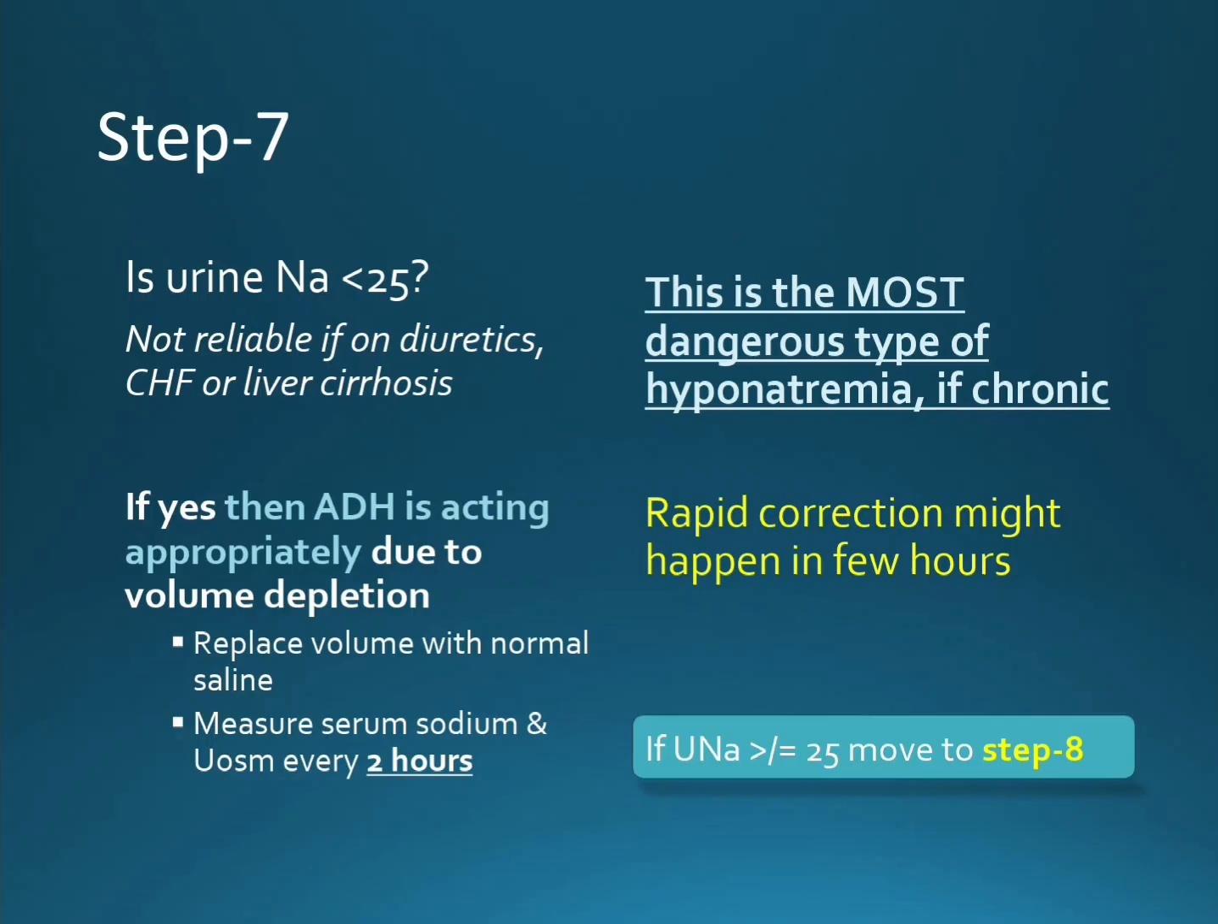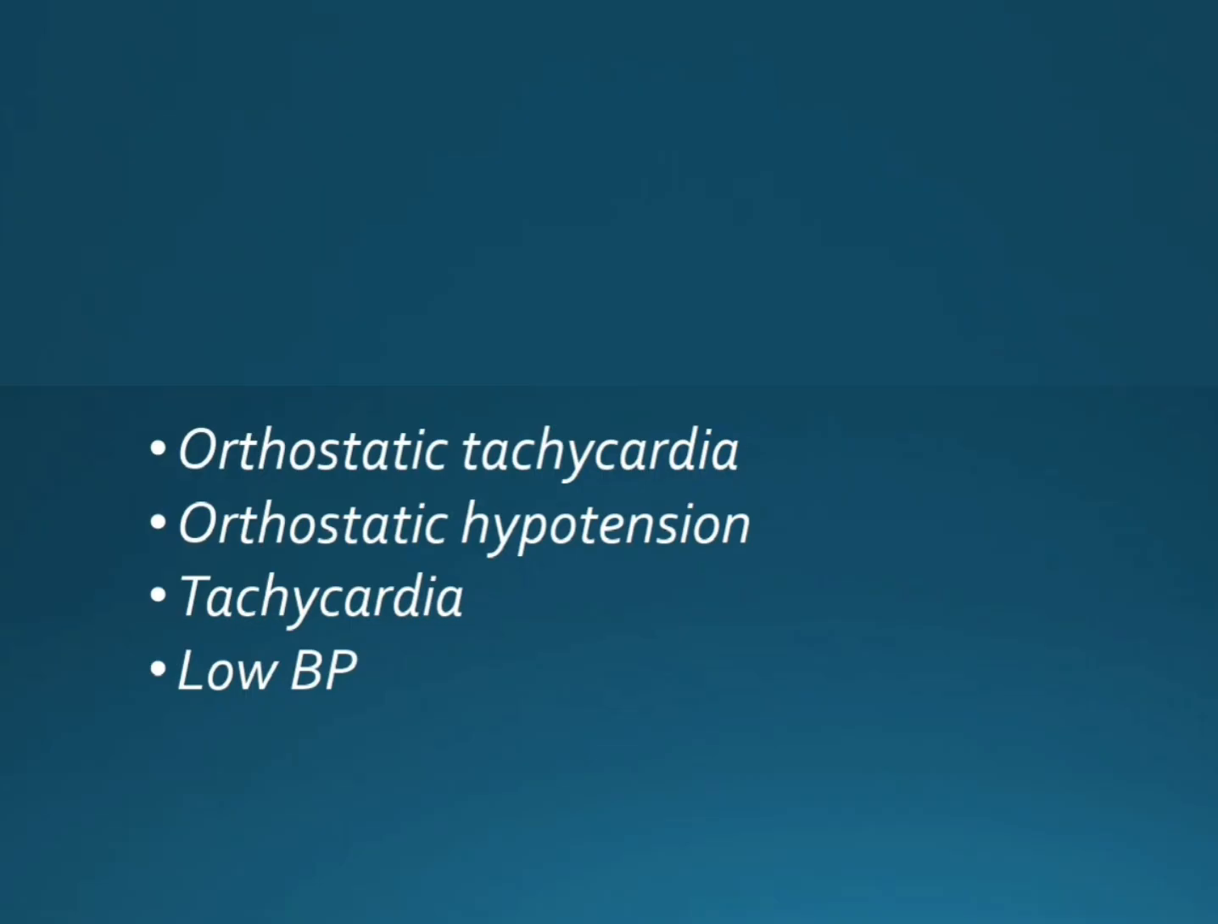Of course, you have to do your clinical examination. You have to look for signs of volume depletion. And let's go quickly through these signs. So when volume depletion or effective arterial blood volume first start to reduce, the patient will start to have orthostatic tachycardia. The next stage will be orthostatic hypotension, and then resting tachycardia. And when the volume depletion is severe, the patient will be hypotensive.